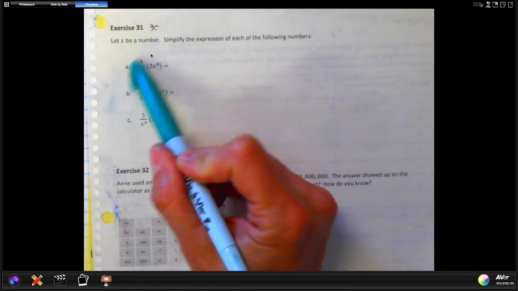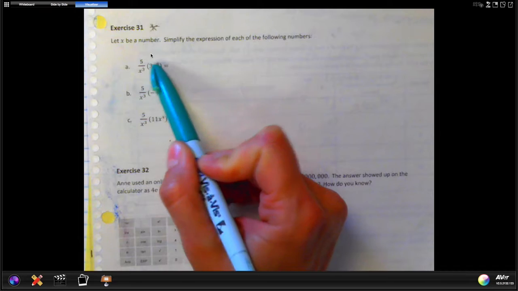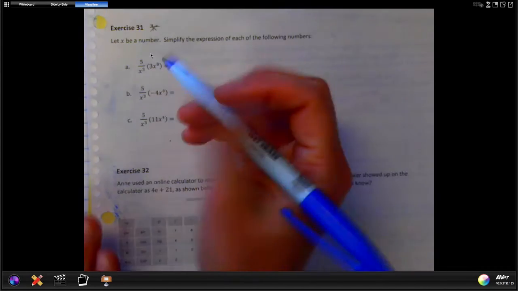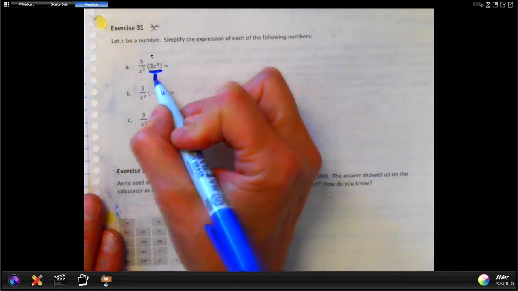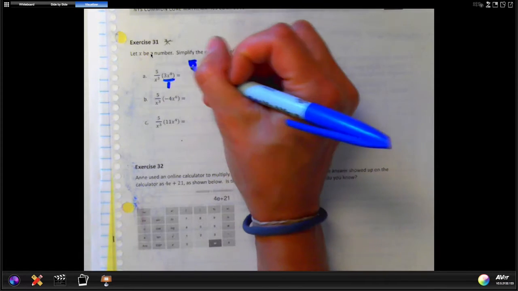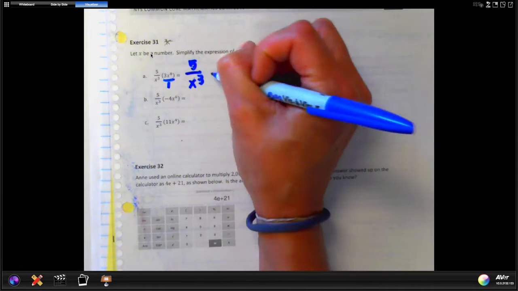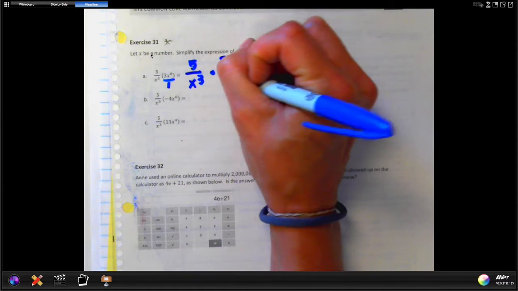So what happens when you have a fraction times, there's an invisible times sign there, a non-fraction? Well, the easiest way to deal with that is to make the one that's not a fraction into a fraction by putting a 1 underneath it. And so I'm going to rewrite that for us a second. This is really 5 over x to the third times 3x to the 8th over 1.